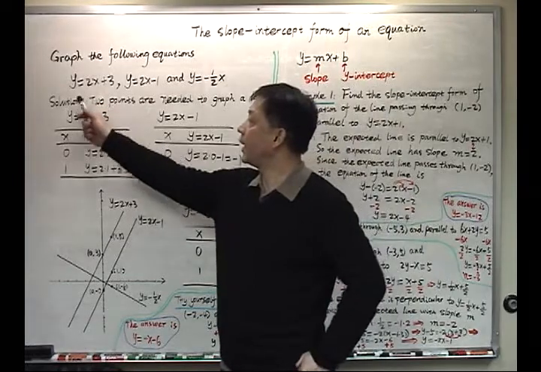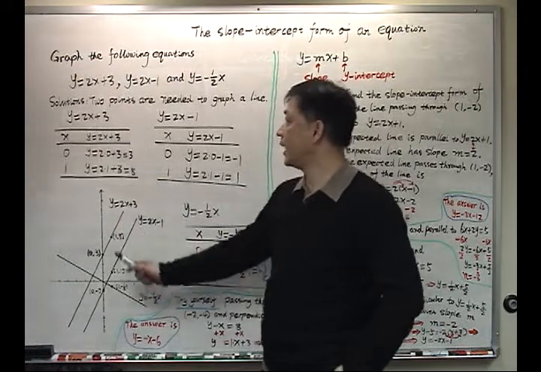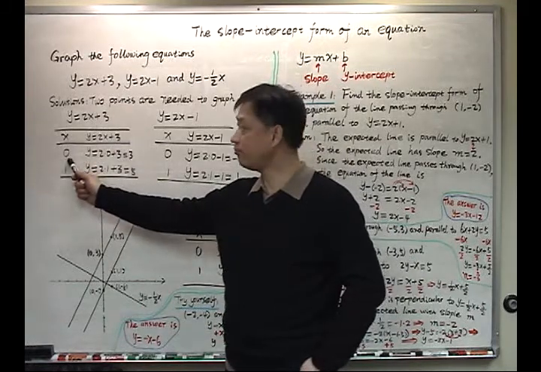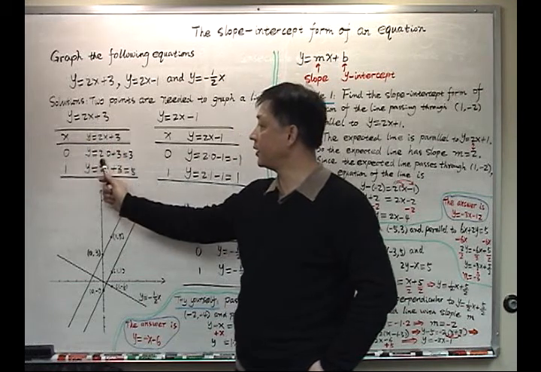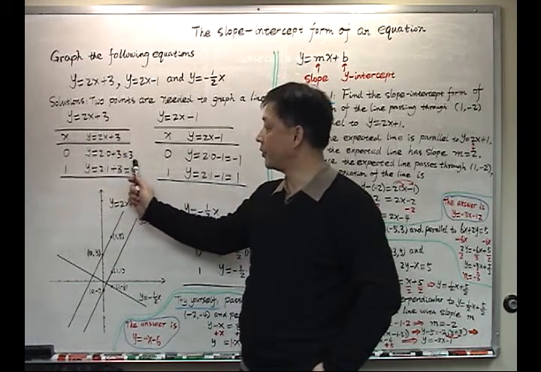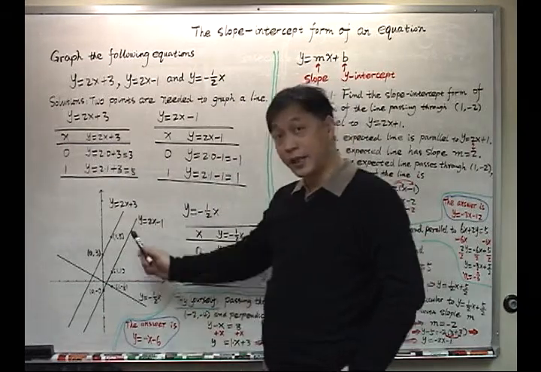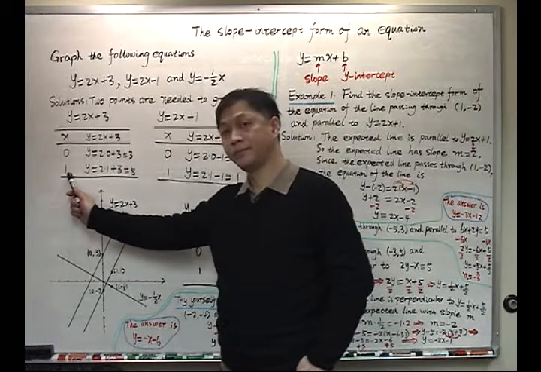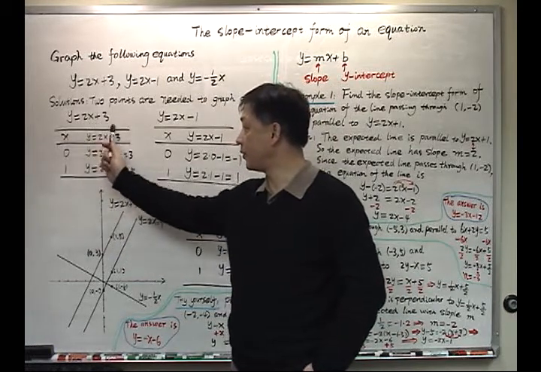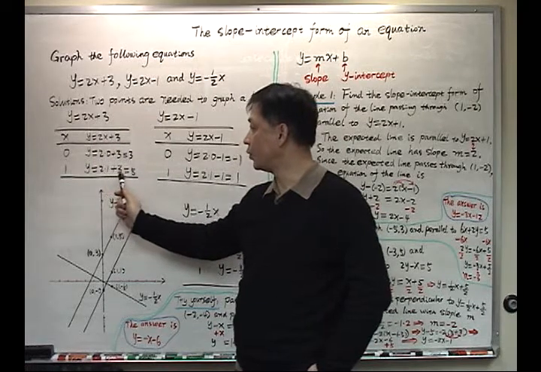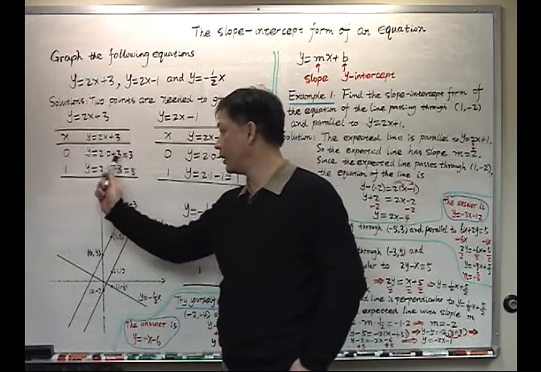For the equation y equals 2x plus 3, if you let x be 0, 2 times 0 plus 3, you have a 3 for y. And you can choose another easy x, which is 1. Then 2 times 1 plus 3, you have y is 5. So you have (0, 3) and (1, 5).